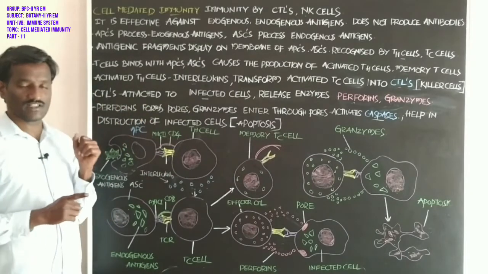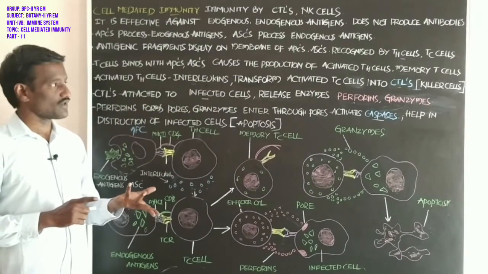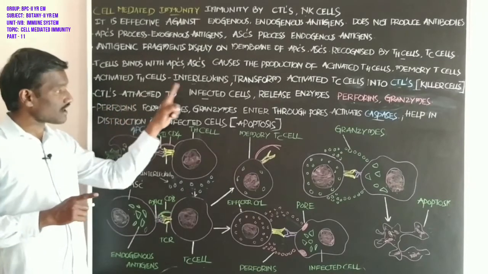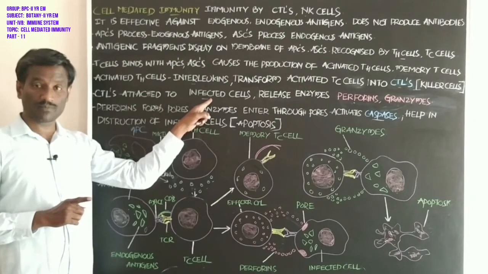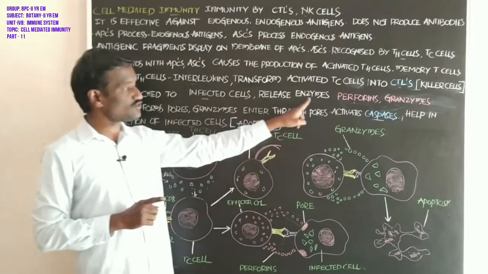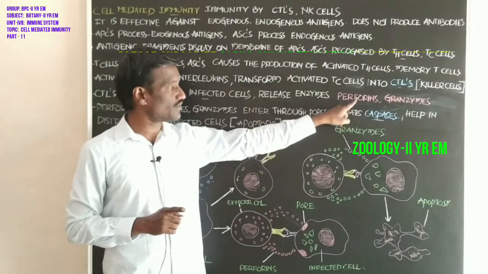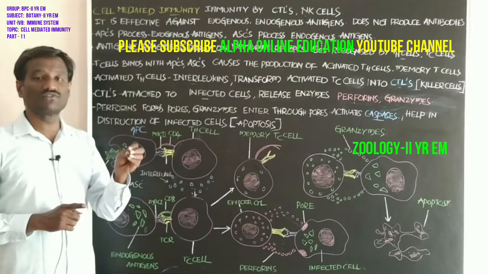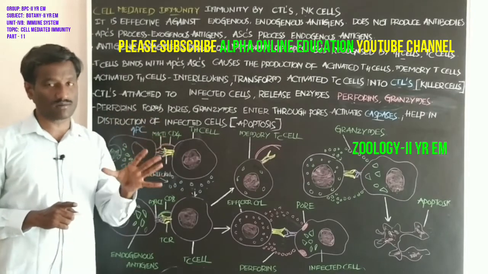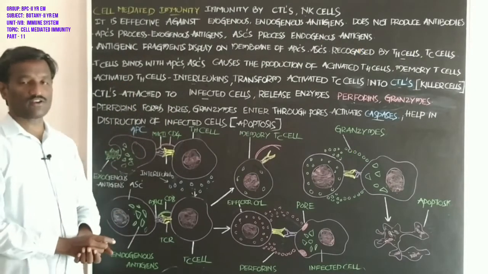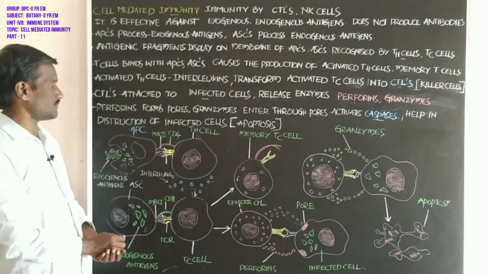What is the function of the CTLs? Cytotoxic T lymphocytes attach to the infected cells in the body, virus infected cells, and release two types of enzymes. One is perforin, another one is granzymes. Both enzymes, perforins and granzymes, are released by CTLs, cytotoxic T lymphocytes.